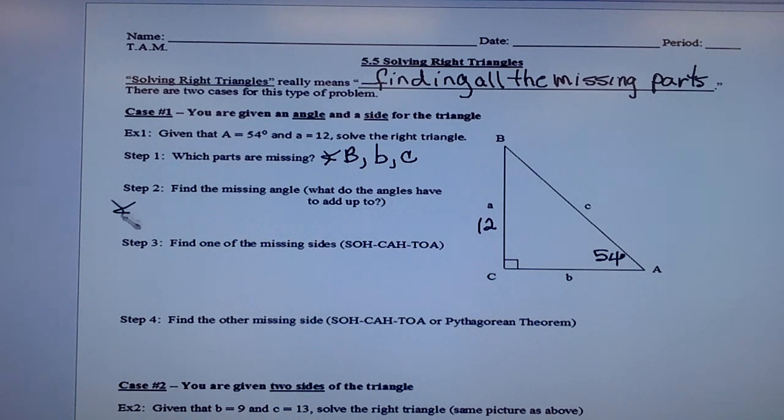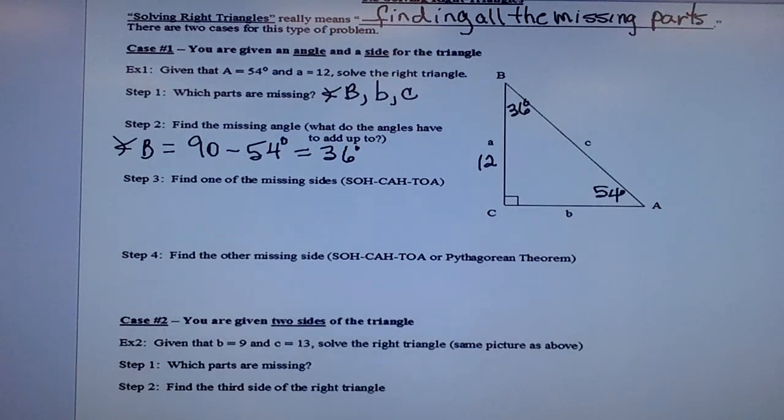So angle B is going to equal 90 minus 54 degrees. And when we do that subtraction, we get 36 degrees. This is an angle, so make sure you put your degree symbol. All right, so now we have angles A, B, and C. Let's go about the journey of finding the two missing sides.